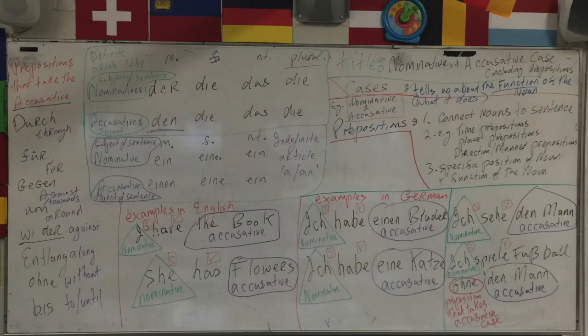So you can see immediately that only the masculine changes in the nominative to the accusative. So the rhyme that some people use is der to den, the rest stay the same. Okay? So if you go to the example in German, ich habe, I have. I is the nominative because the sentence is about me. What do I have? I have a brother. Brother is a der word. Change to den if I want to say I have that brother.